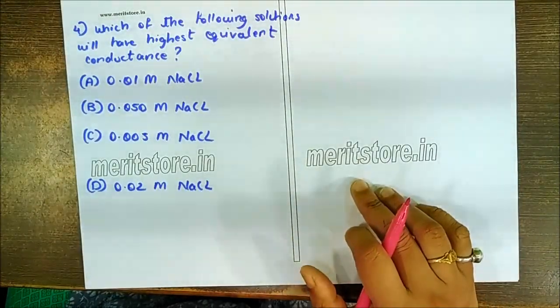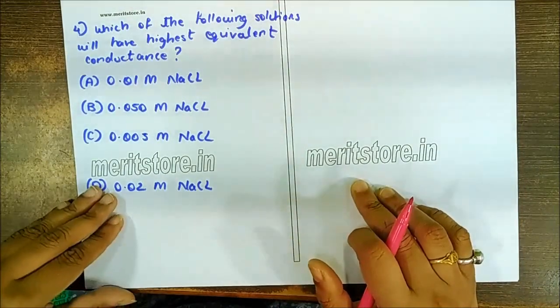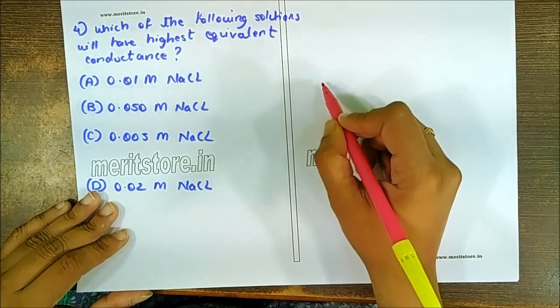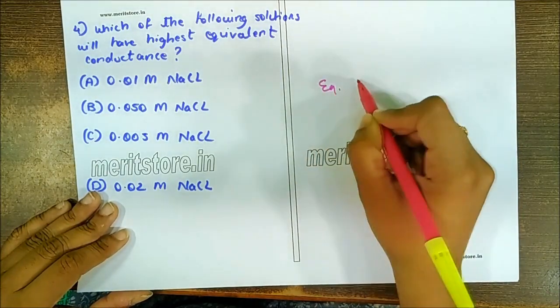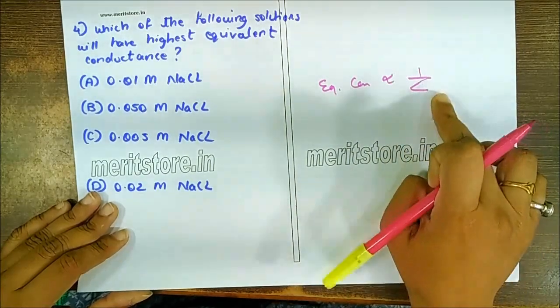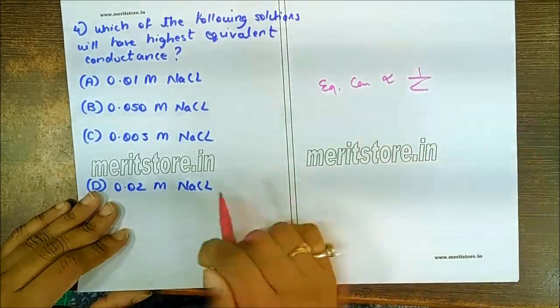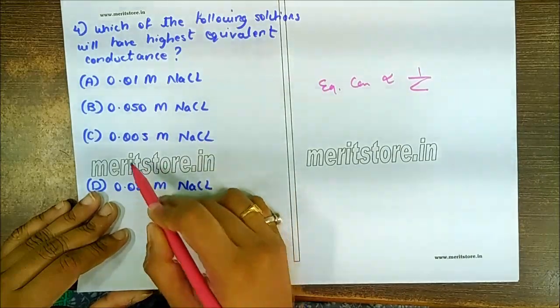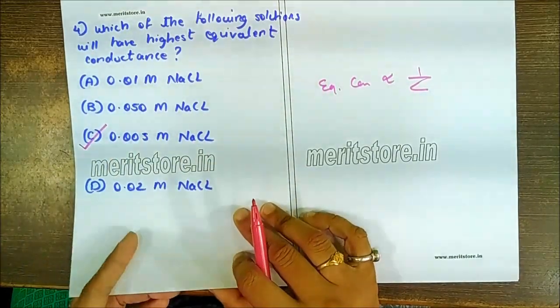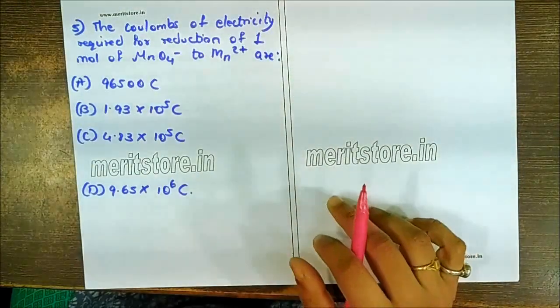Question number 4, which of the following solutions will have the highest equivalent conductance? Equivalent conductance is inversely proportional to the concentration. So lower is the concentration, higher is the equivalent conductance. So the lowest concentration we can see is 0.005. So that's our option C, which will have the highest equivalent conductance.